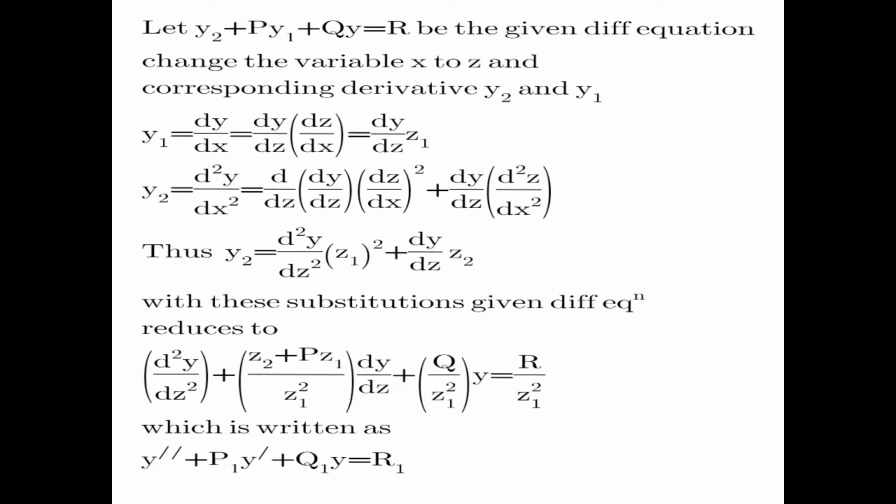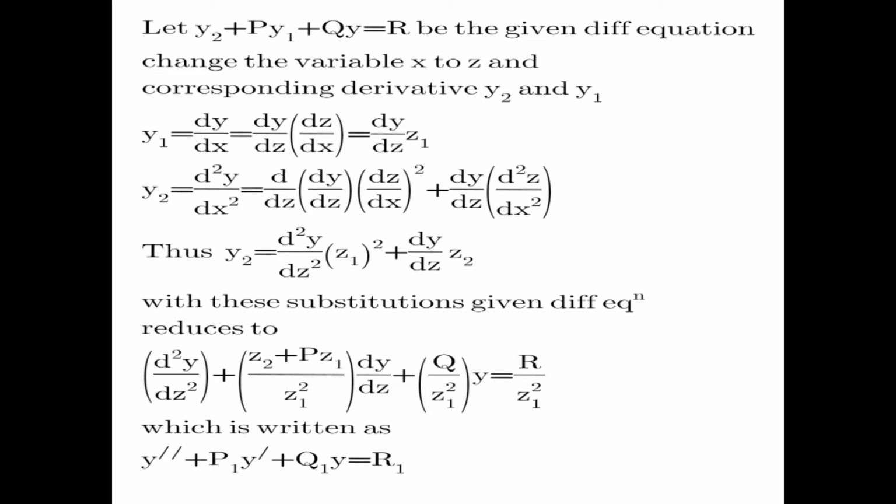So we make the substitutions for y1 and y2 in the given differential equation. With this substitution, the given differential equation can be written as d square y by dz square plus z2 plus p z1 divided by z1 square into dy by dz plus q divided by z1 square into y is equal to r divided by z1 square.